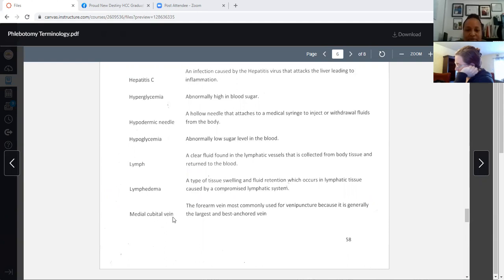Medial cubital vein, you want to highlight this one. The forearm vein most commonly used for venipuncture because it is generally the largest and best anchored vein. So you would definitely want to highlight medial cubital vein because this is the vein that you will most often be trying to find when you're doing your venipunctures. That's the most commonly used vein for venipuncture, the medial cubital vein.